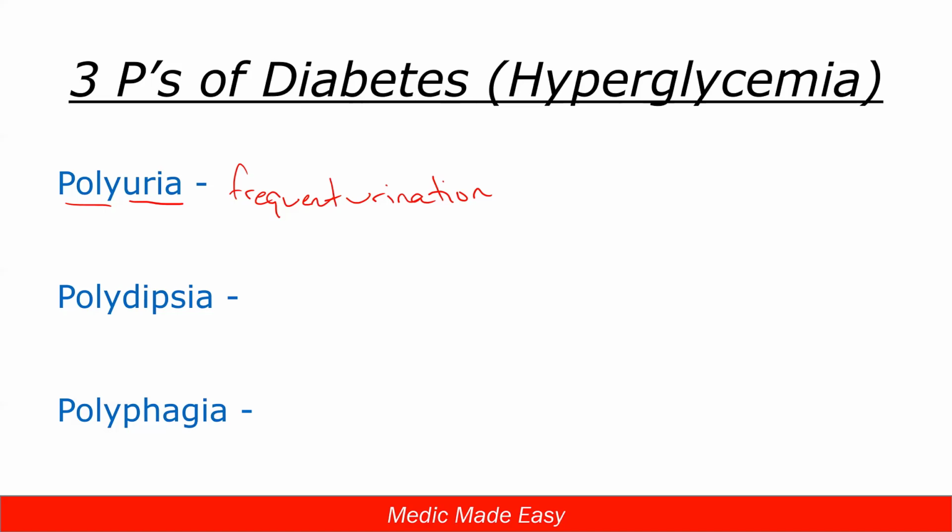And one of the ways that our body gets rid of stuff is by filtering it out via the kidneys, and then we urinate it out. So frequent urination can be one of the body's mechanisms for trying to get rid of that extra blood sugar that's in the system. And kidneys filter blood. The blood is where we have all that extra sugar, so it makes sense that we're able to filter some of that out by the kidneys.